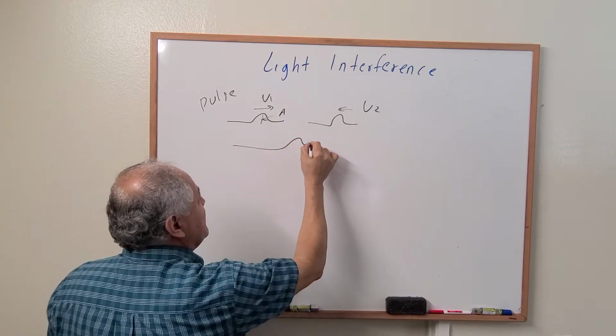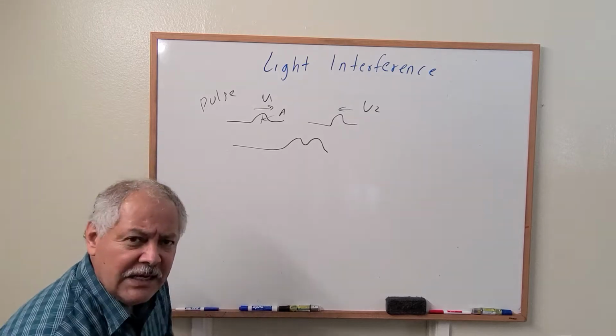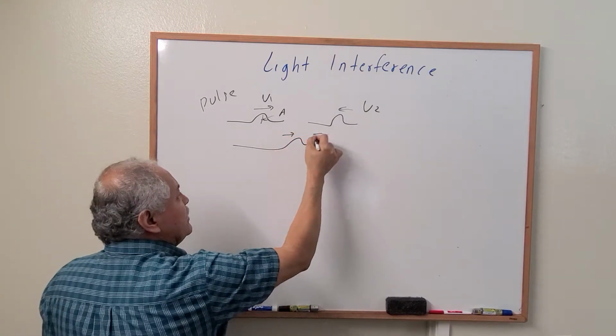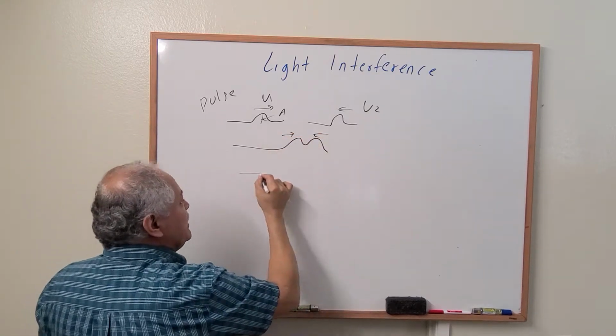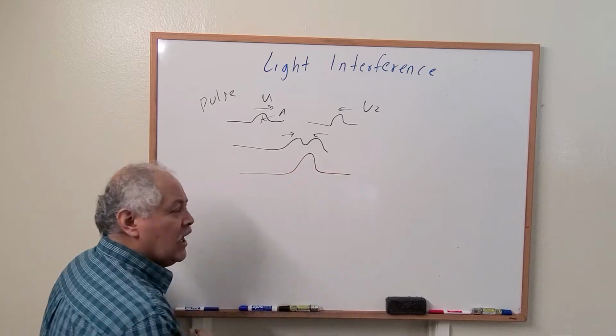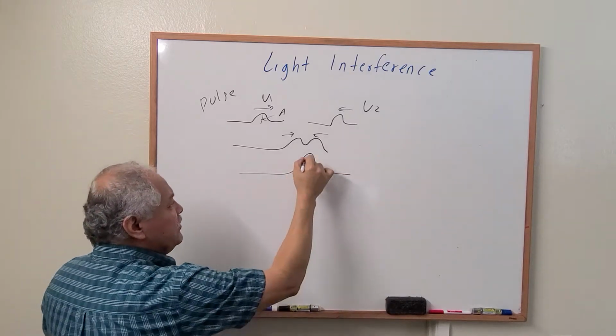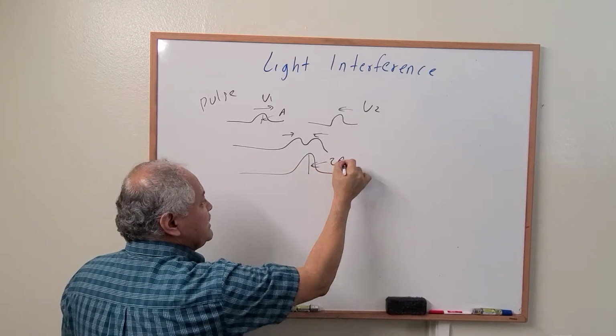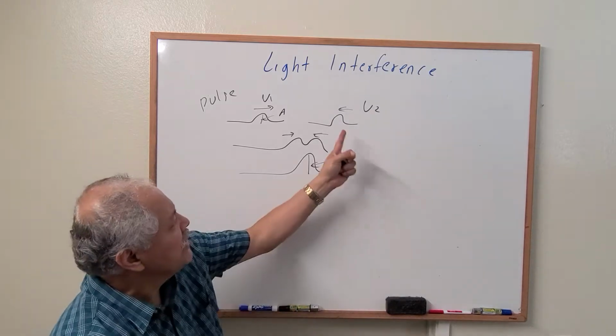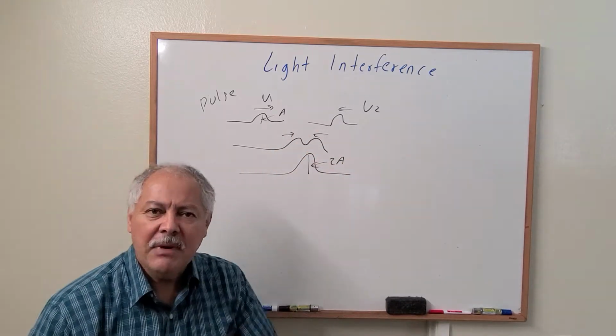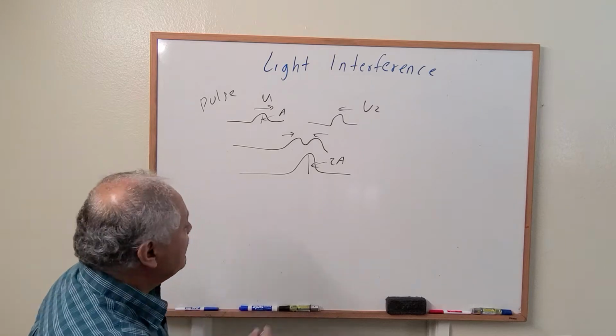Now before they meet, they get this position, correct? And when they meet, we have this interference. Imagine for this case, it's going to be twice the amplitude, because we are saying that at the beginning they have the same amplitude A. Great. Now after that, what happens?